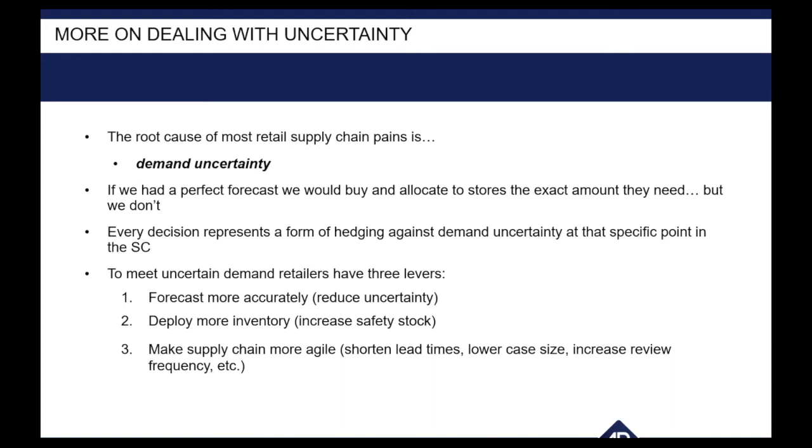Lowering case size, yes, we're making the shipment from the DC to the store more agile, because maybe we're not shipping in increments of 24, but only increments of 6. But that comes at the cost of increased shipping costs, more handling costs. Increased review frequency. Maybe instead of once every 2 weeks, we can review once a week or twice a week. Again, that's very effective in making the supply chain more agile, but also comes at a cost. In this case, labor cost and process cost as well.